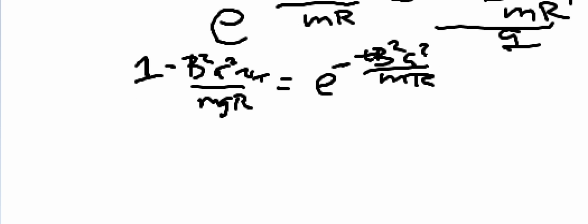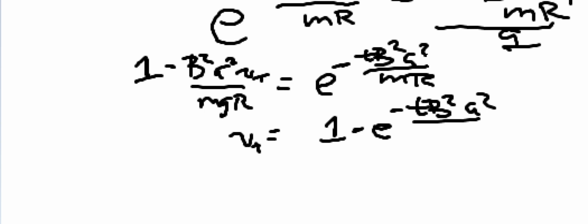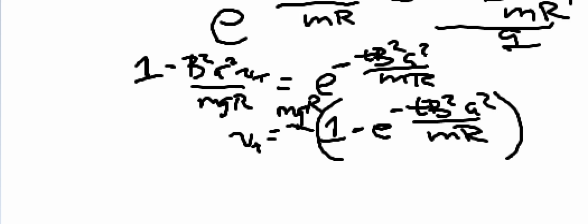Now we can isolate Vt, which is going to be Vt is equal to, let's try to see if I can do this. 1 minus e to the negative tb squared a squared over mr times mgr over b squared a squared. Yeah, oh my gosh. That was bad.